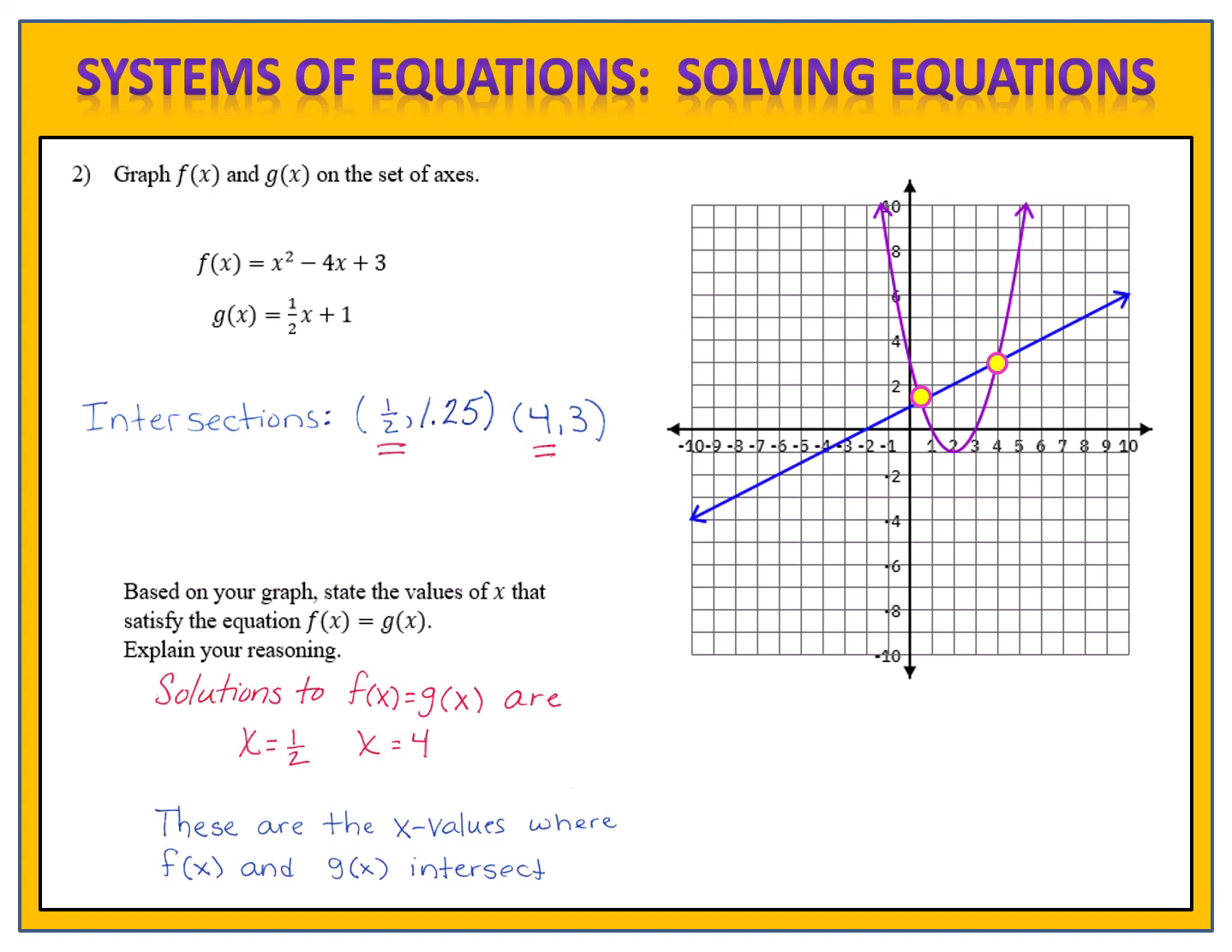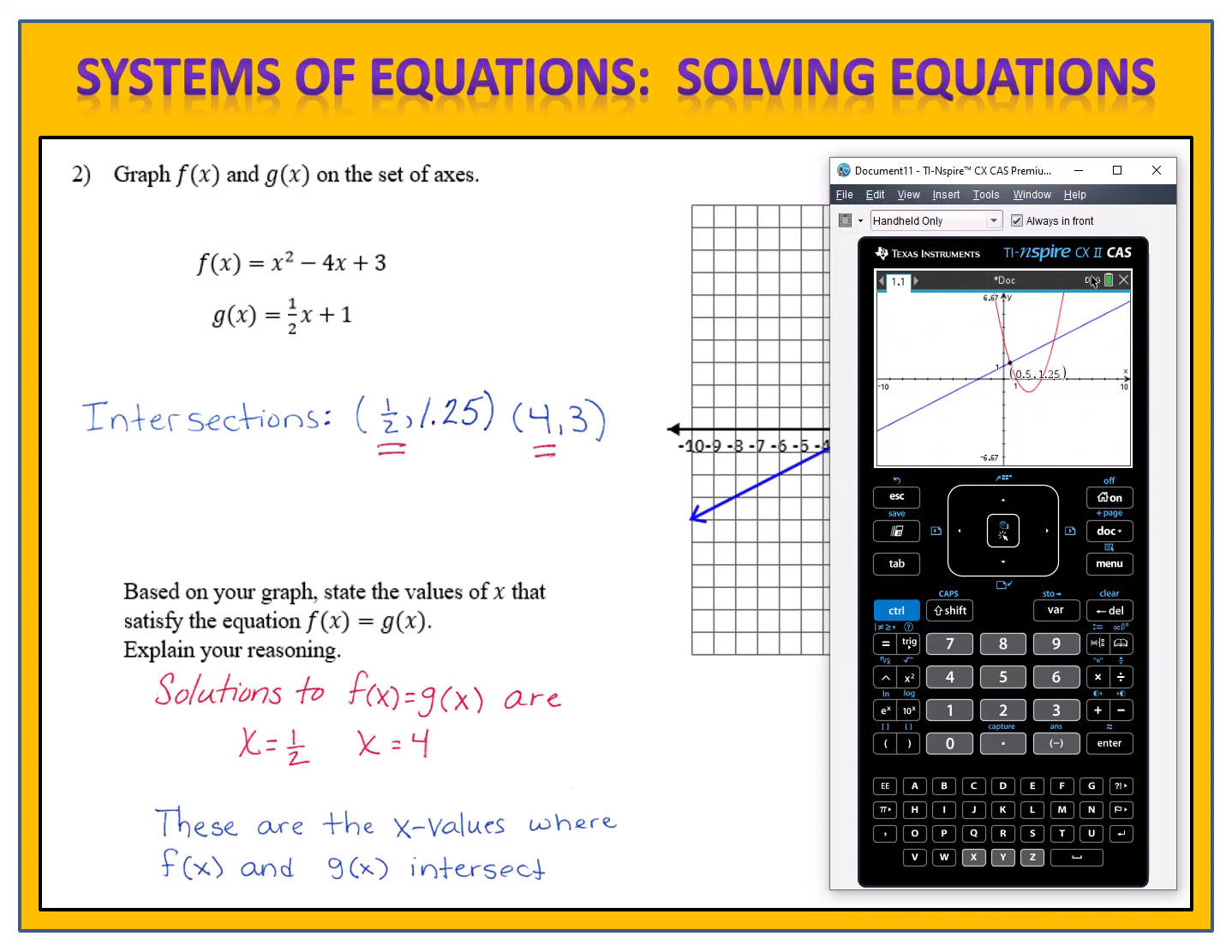Now you're probably asking a good question. It was easy to see the intersection at the point (4, 3). But how did I ever come up with (1/2, 1.25)? Well, the truth of the matter is that I used my graphing calculator. I put both functions in, and I used menu, analyze graph, intersection, just like I did in the previous lesson. I did that for both intersection points. I can see (4, 3) very clearly on the right, and on the left I see the 1/2 or 0.5, 1.25.